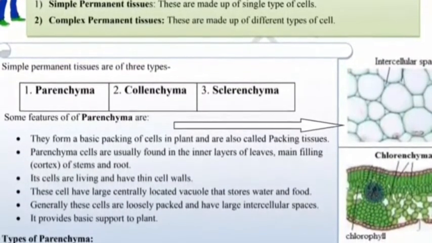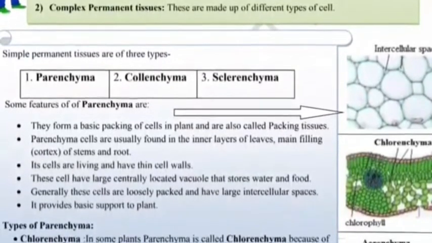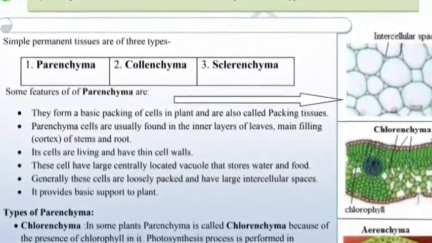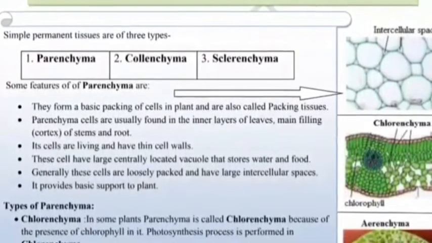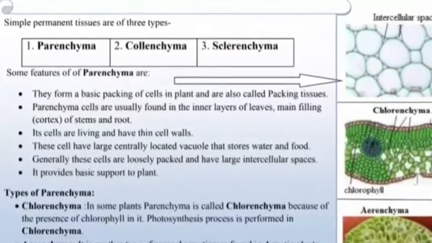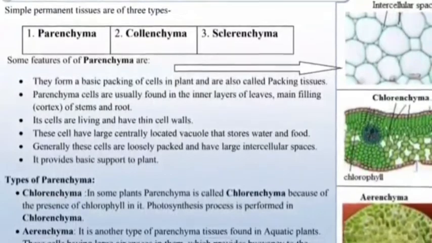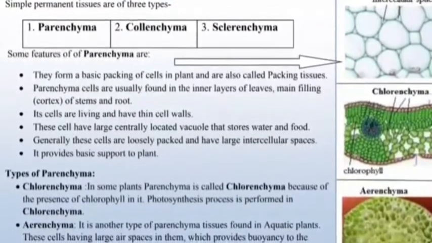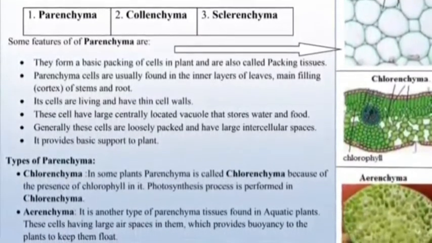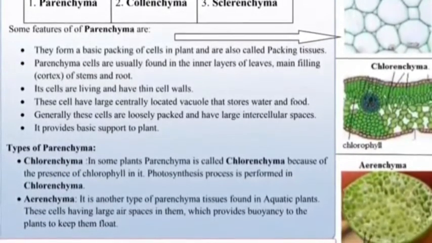Some features of parenchyma are: they form a basic packing of cells in plants and are also called packing tissues. Parenchyma cells are usually found in the inner layer of leaves, main filling of stems and root. Its cells are living and have thin cell wall. These cells have large centrally located vacuole that stores water and food. Generally, these cells are loosely packed and have large intercellular spaces. It provides basic support to plant.